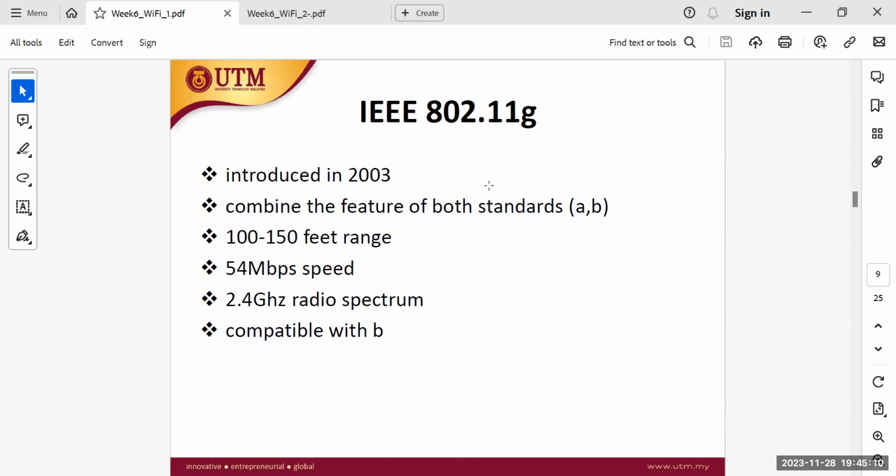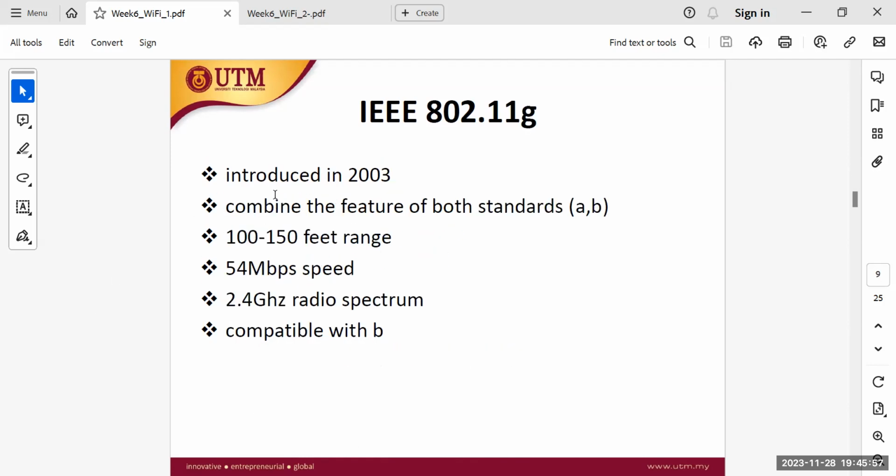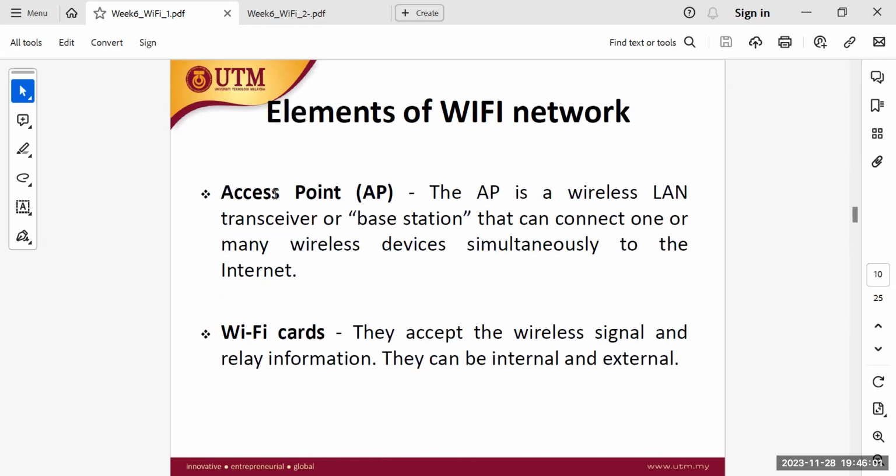After that, in the year 2003, the IEEE 802.11g standard was introduced. It combines the features of both standards A and B. The range is from 100 to 150 feet. It has a speed of 54 megabits per second. It can also work in the 2.4 gigahertz radio spectrum, and it is compatible with IEEE 802.11b, reason being that the center frequency of both of them is the same. Since the center frequency or the operating frequency of IEEE 802.11a is 5 gigahertz, that is why it is not compatible with G and B types of Wi-Fi.